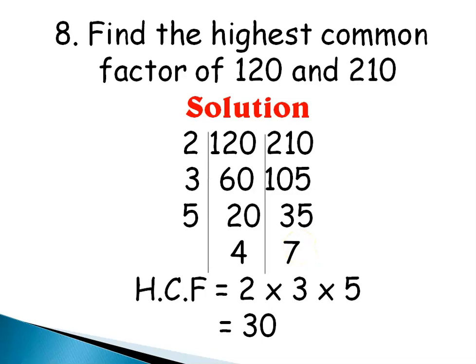I can't divide further. So I bring out all these factors. Those are going to be my highest common factors. 2 times 3 times 5. That will give me my HCF. 2 times 3 is 6. 6 times 5 is 30. So my highest common factor is 30. Is that okay? Good.